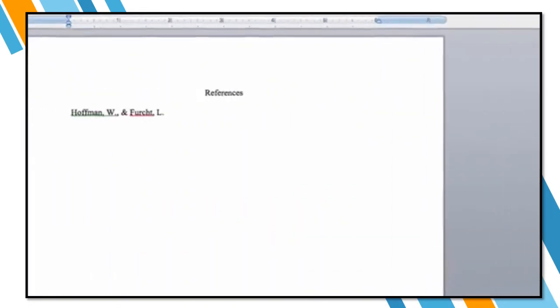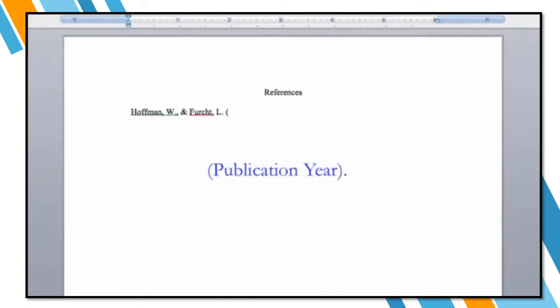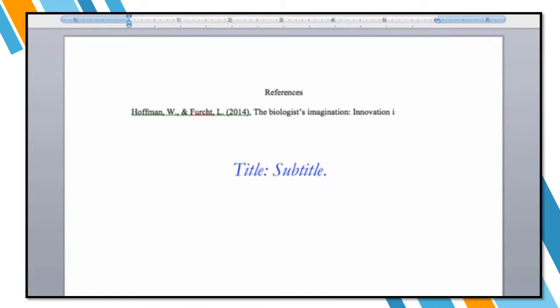We will go back to our references page and put the year in parentheses right after the author information, followed by a period. Next is the title of the book. Only the first word of the title and subtitle, if there is one, will be capitalized. So I'm going to write the first part of the title, The Biologist's Imagination, with only the first word capitalized. Since this book also has a subtitle, I will put a colon followed by that subtitle, Innovation in the Biosciences.